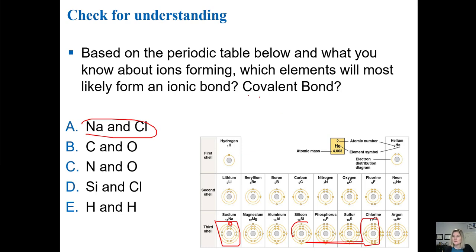Now, which one of these do you think will form a covalent bond where they can share? Well, in that case, we already talked about how 2 hydrogen atoms can share an electron to fill out their outermost shells. So this one would be an example of a covalent bond. That one would be an example of an ionic bond. Okay.